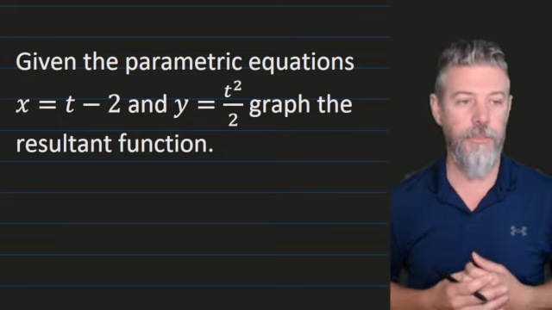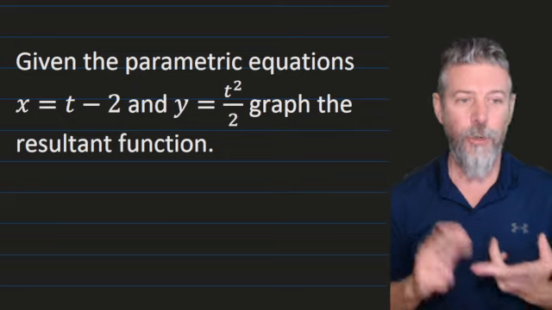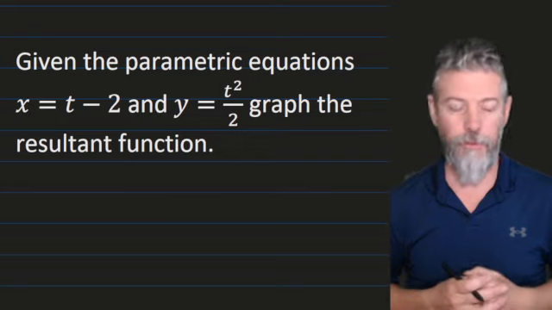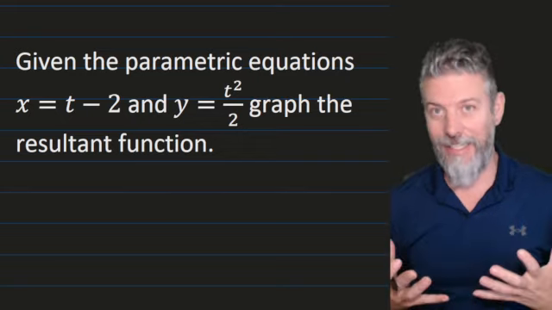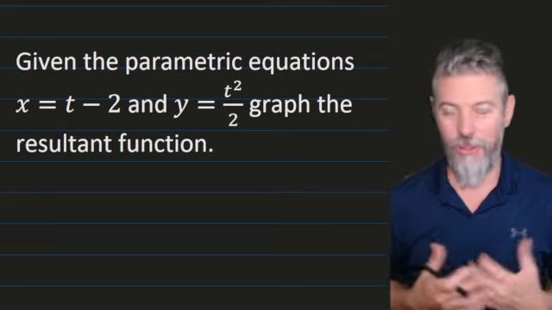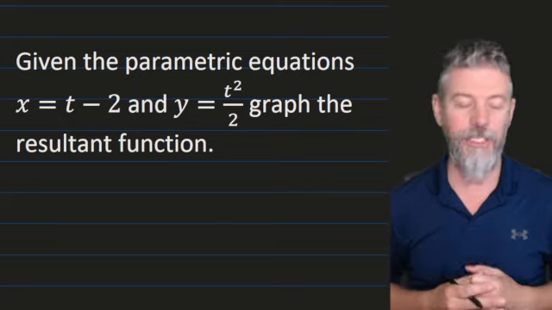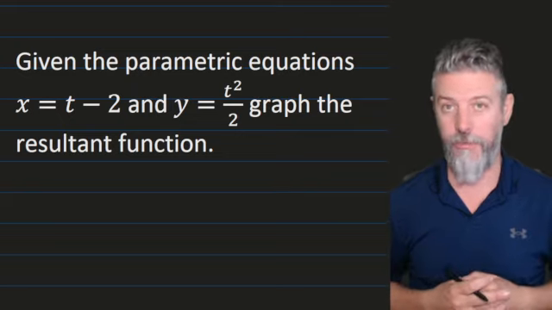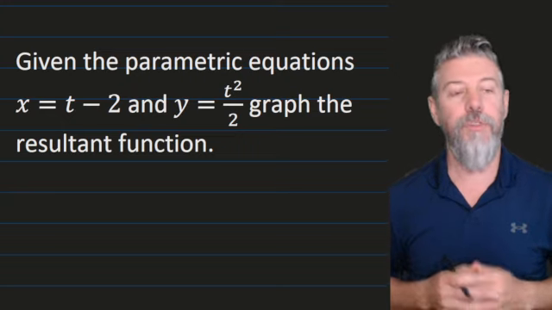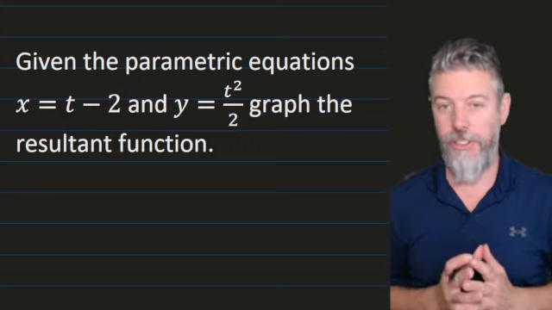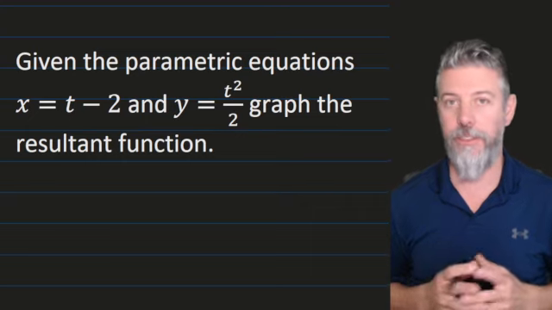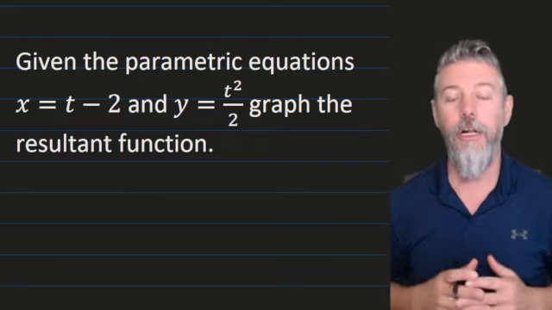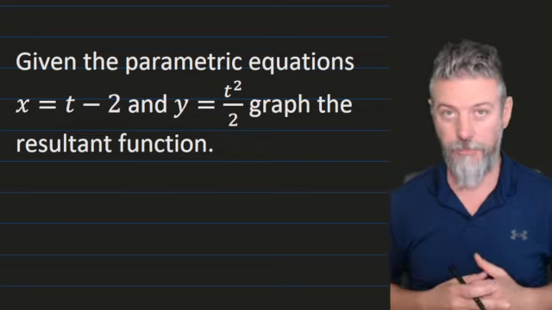In our syllabus, we're looking at linear, quadratics, and circles and their parametric forms. I'm skipping linear and just going with quadratics because the linear ones are quite straightforward, and I can explain just as much with a quadratic for you. So I've got here a question. Given the parametric equations, x equals t minus 2 and y equals t squared on 2, graph the resultant function.